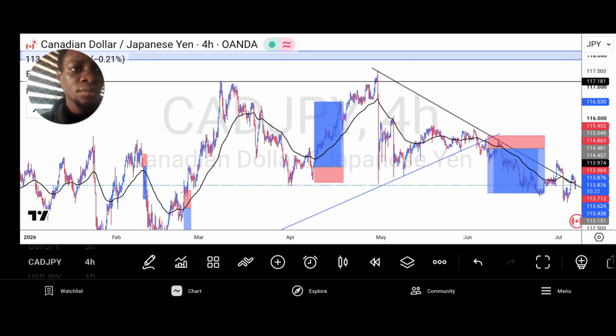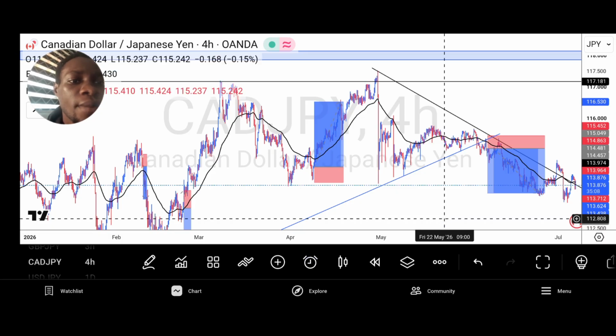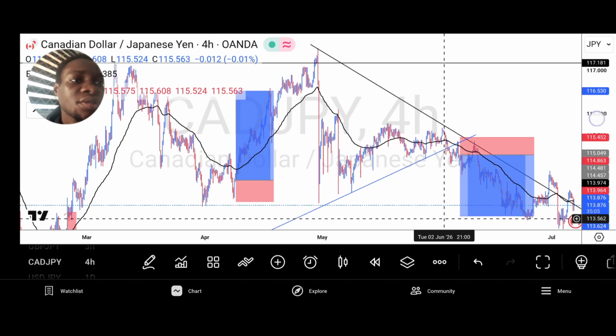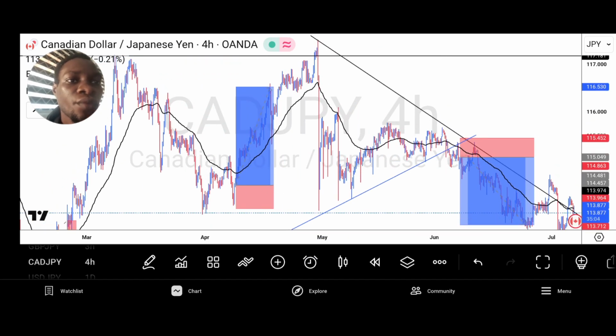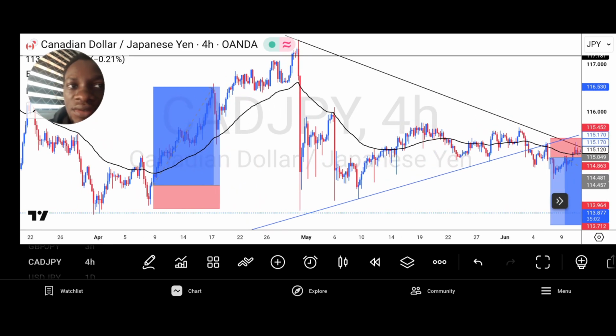That made this place a change of character here, from here down. And I said, okay, since this trade has changed character here, my bias now is to sell. I'm looking for sales, no more buys, because the trade has changed character from this zone. So I was now looking for sales.